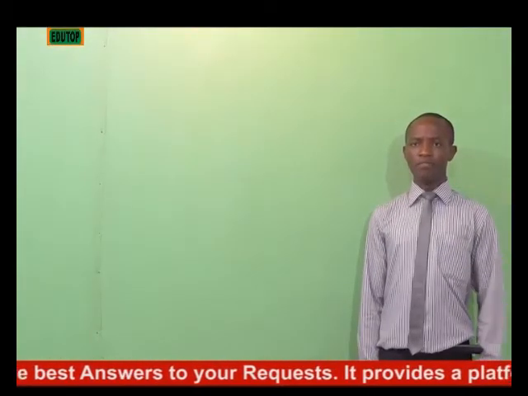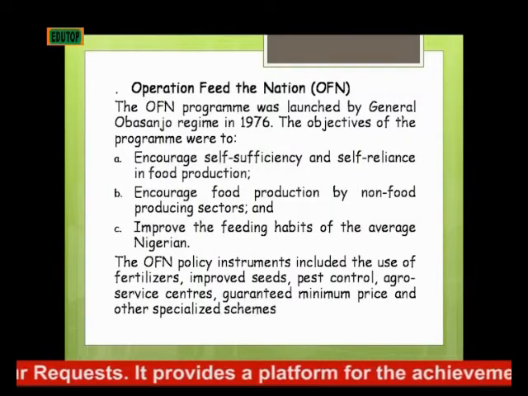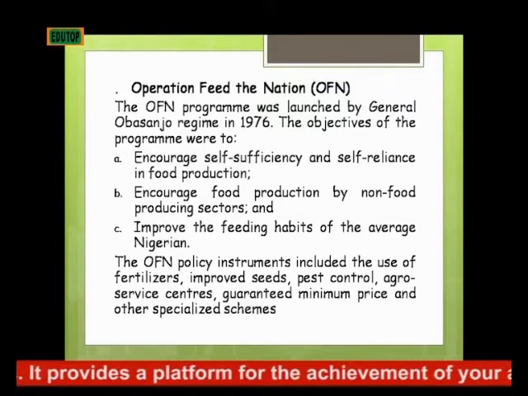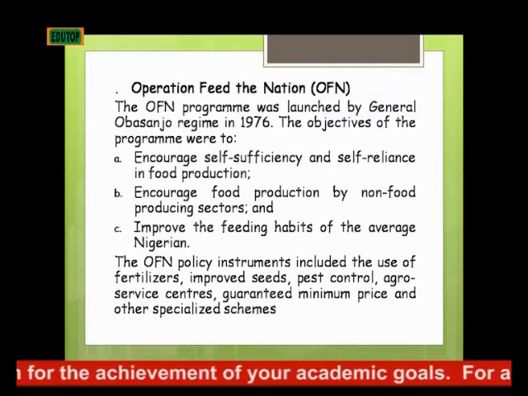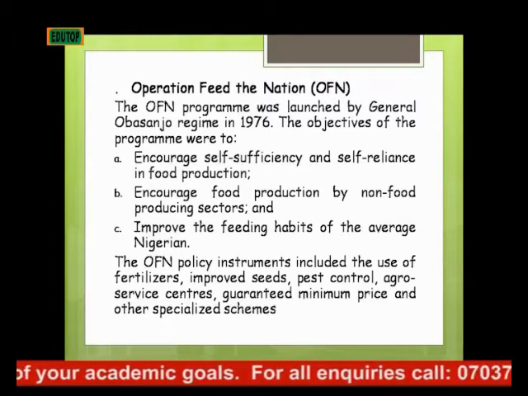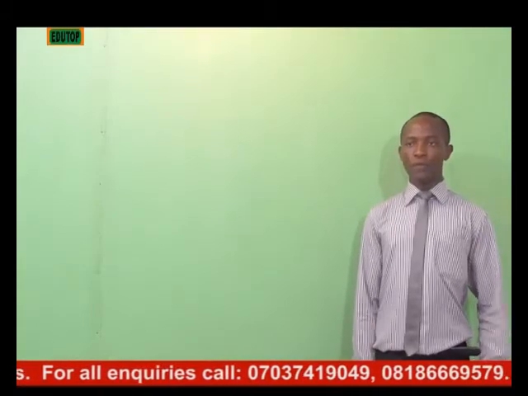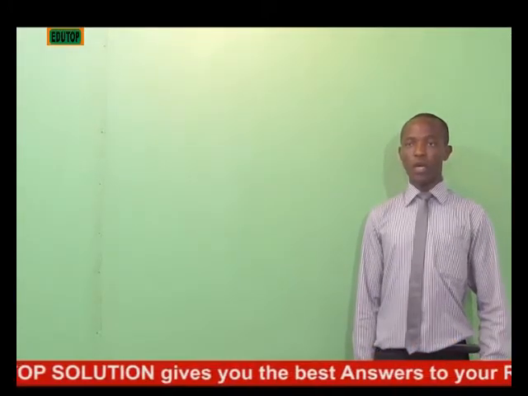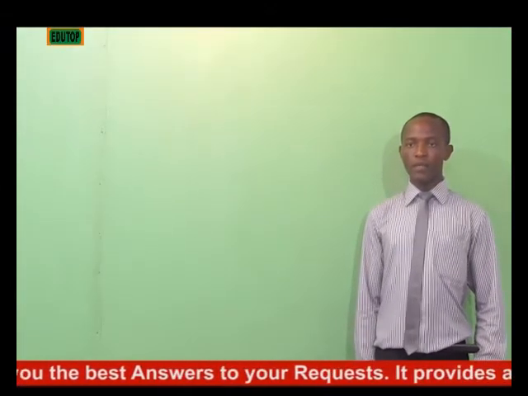And another program is Operation Feed the Nation. The Operation Feed the Nation program was launched by the General Obasanjo regime in 1976. The objective of the program was to encourage self-sufficiency and self-reliance in food production. That is, what that means is that Nigeria will have enough food to feed its citizens, and won't be relying on other countries for our food consumption. That is, we'll be producing what we actually need to feed ourselves.